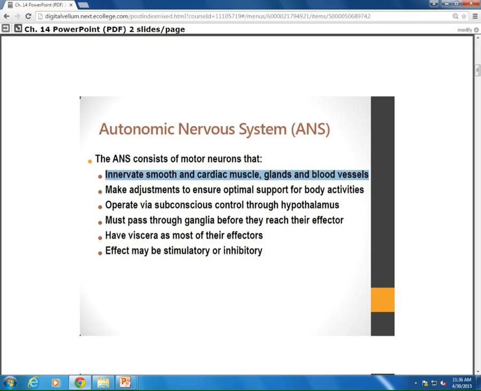Also, the fact that they must pass through a ganglia to reach their effector is essential for you guys to know. Right here, they must pass through a ganglia before they reach their effector. Does everyone understand what the effector would be? The effector is the organ that it's trying to get to. So whether it's a gland or a blood vessel or whatever, the effector is where it's going to.